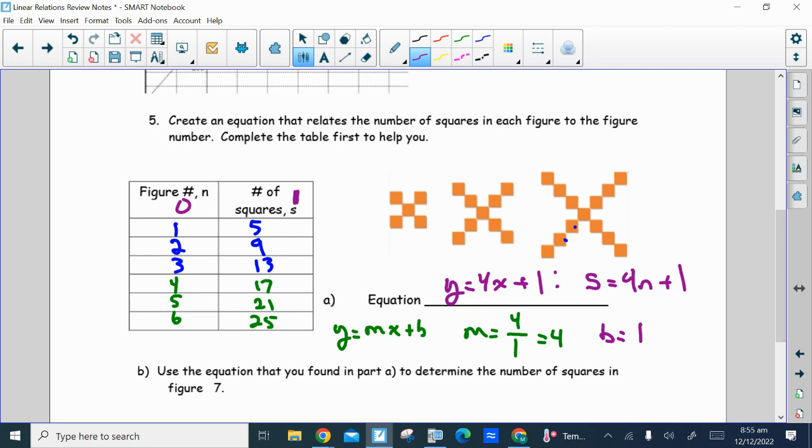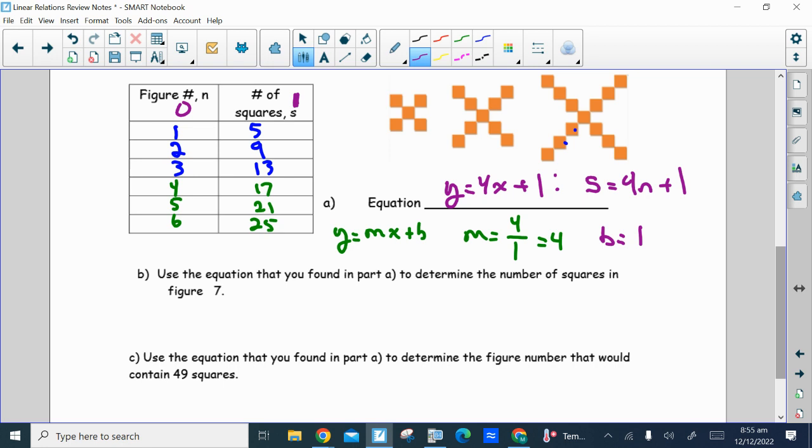Part B says use the equation that you found in Part A to determine the number of squares in Figure 7. We can look at the table and know what the answer is going to be, but we're just going to make sure we get the same answer with our equation. When n is 7, that's one more past the last entry in this table. And as n goes up by 1, s increases by 4, so the answer should be 29 for the number of squares. But we're going to check.